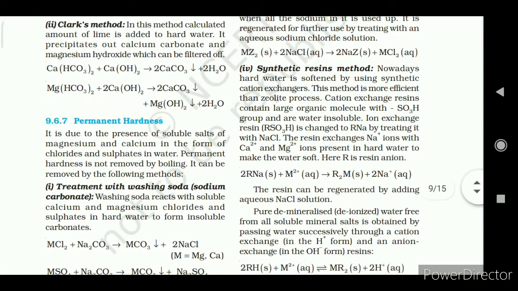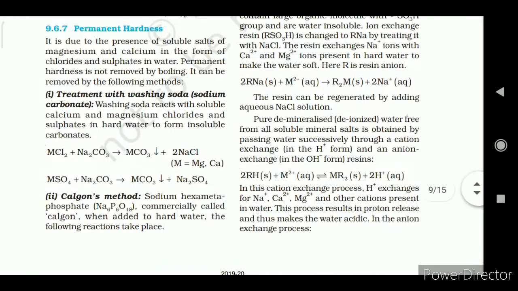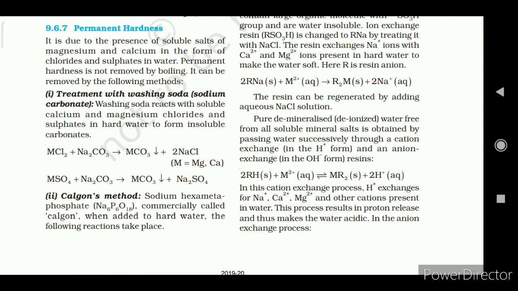Number 2. Calgon's method. Sodium hexametaphosphate, that is Na6P6O18, commercially called calgon, when added to hard water, the following reactions take place. The complex anion keeps magnesium ion and calcium ion in the solution.